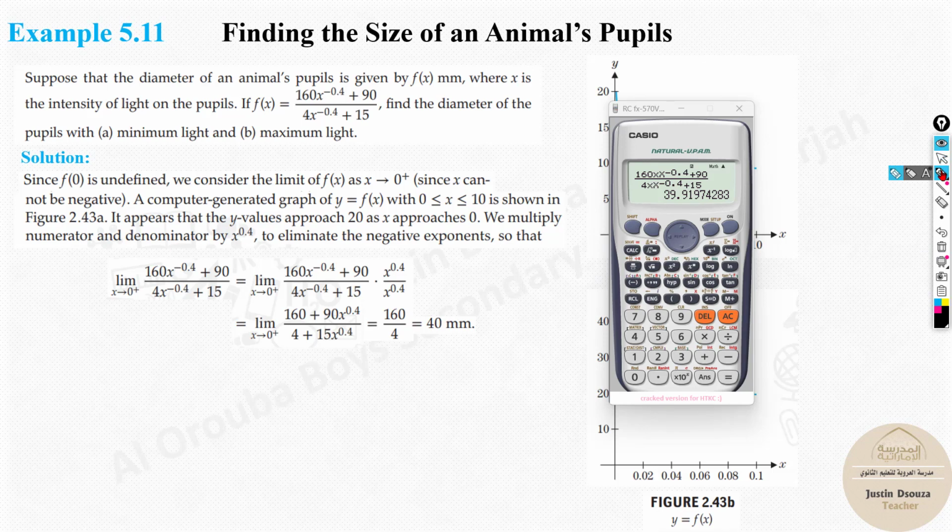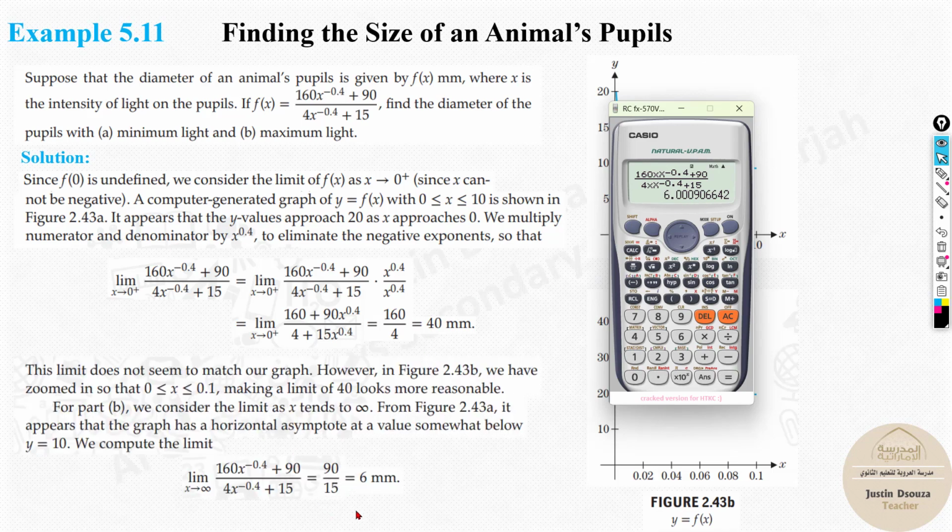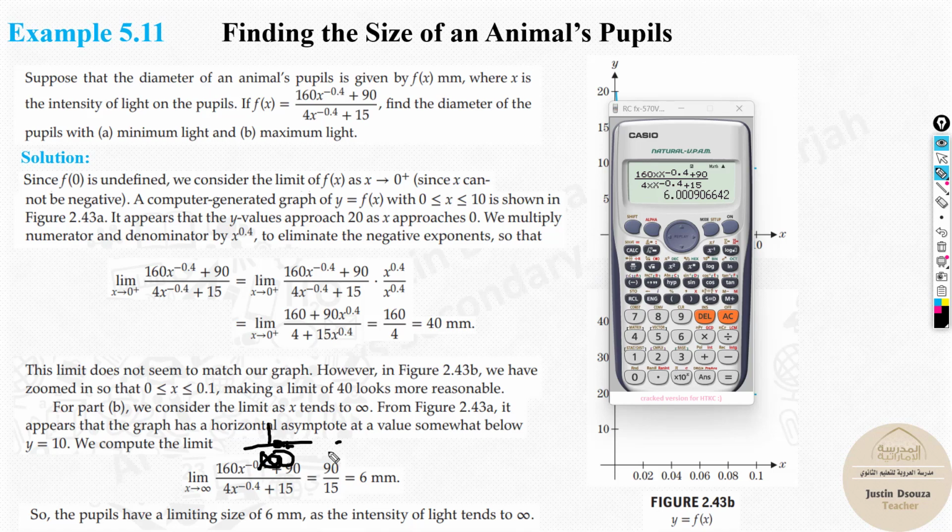Or you can do the calculator method. When you're increasing the zeros, looking at the options, you will come to the conclusion that it is 40. Now the same thing, you need to do for infinity. Let's just change it to a big number. What's the answer? It's 6. You can do the same thing and you'll find the answer 6. Now here, whenever you put infinity, because it's 1 by that particular value, when you tend this towards infinity, what's the answer? It'll be 0. So this and this cancel out. You're remaining with 90 by 15. So this is the answer, 6.